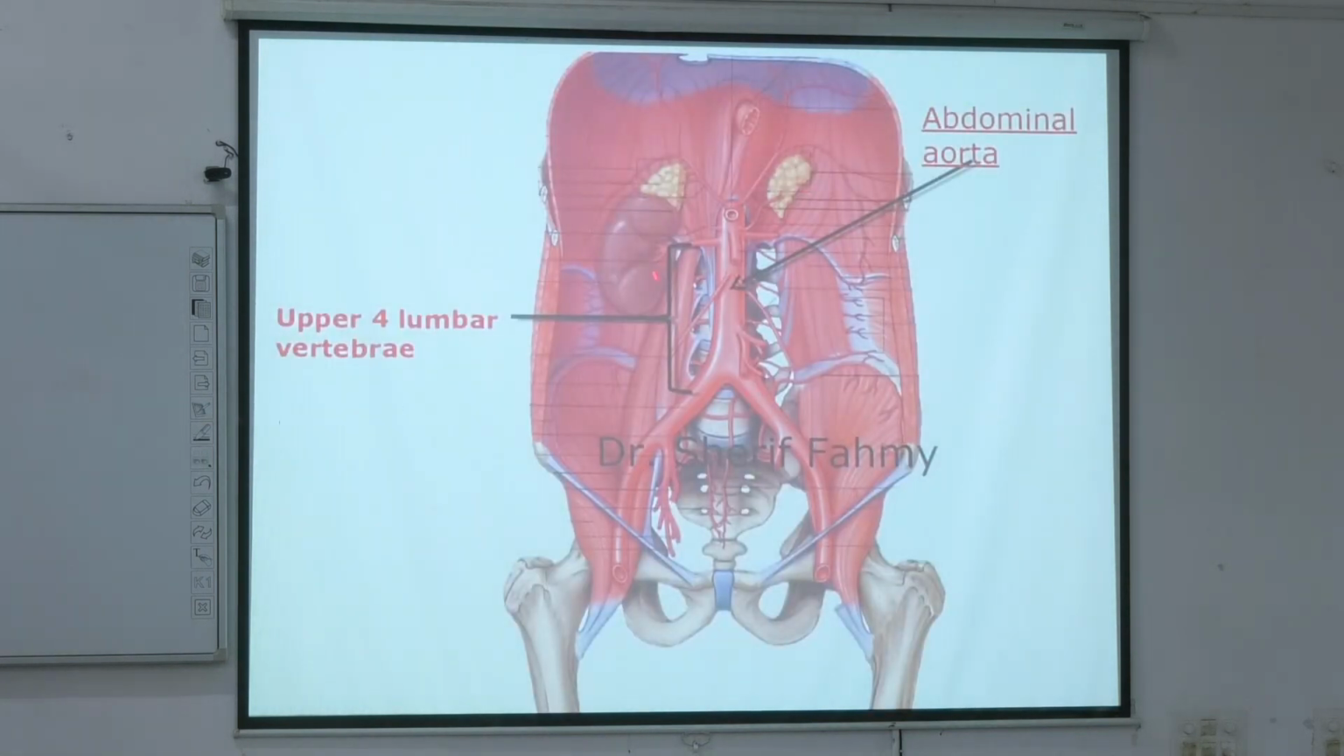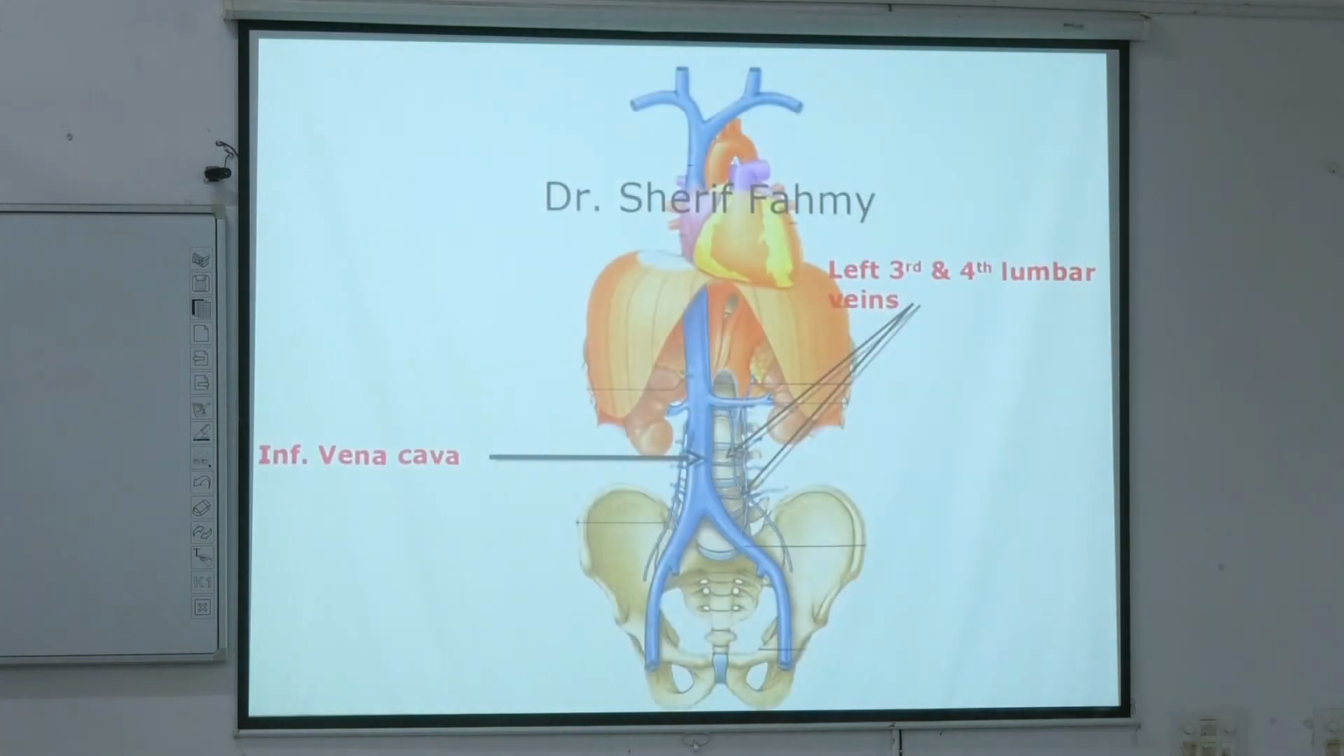Next, see here, this is the aorta, and here the upper four lumbar vertebrae have been shown. Posterior to the aorta lie the four lumbar vertebrae. The aorta divides at the L4 level, so the upper four lumbar vertebrae lie posterior to it. Next, the lumbar veins, third and fourth lumbar veins, draining into the inferior vena cava.